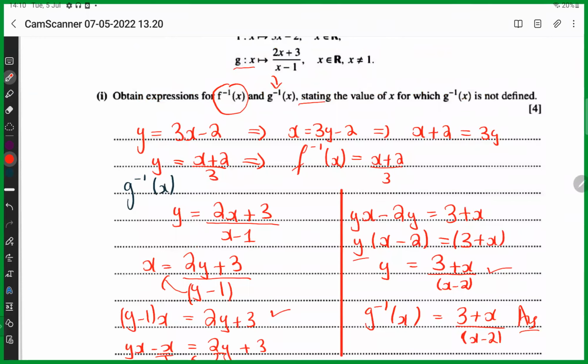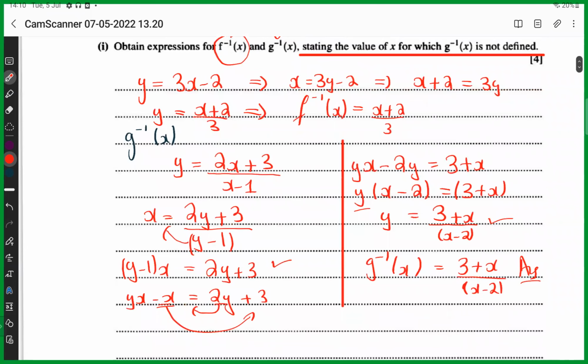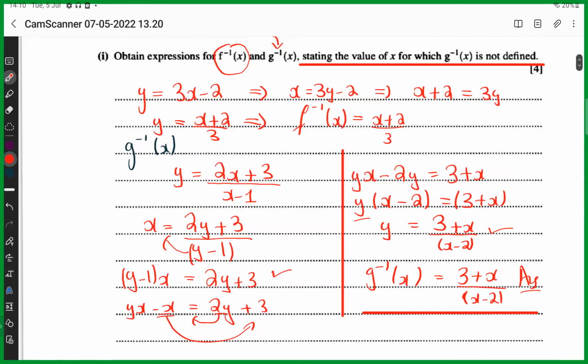Okay. Now we had one last part of the question, which I would expect from you guys. Stating the value of x for which g inverse is not defined. This is the last part of the question. So g inverse is in front of you. Here it is. This is basically g inverse of x. So what do you think? For which value of x would g inverse of x not be defined? We have just discussed that. It is about the denominators. It is about not having a zero in the denominator. So for which value of x would you have zero in the denominator?